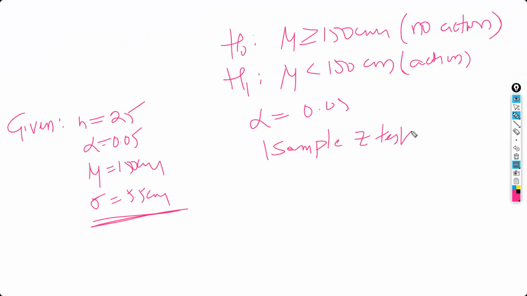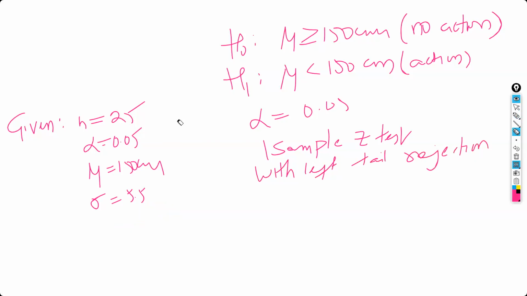Now Z test, okay. What is the tail of rejection? Left, right, or two tail? Left tail test. Why is it a left tail test? When it is less than 150, you will reject. The rejection area is on the left or right, I am asking. You reject when it is less than 150. So what is the diagram with left tail rejection? What is the diagram, guys?